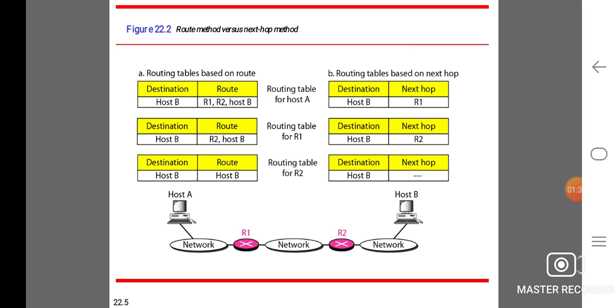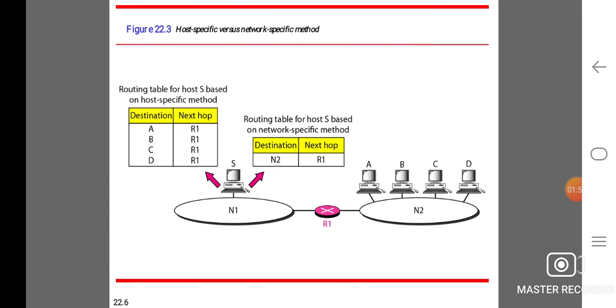And the routing tables based on the next hop. For destination host B, next hop R1; destination host B, next hop R2; destination host B. So we have the routing table for host A, a routing table for R1 and a routing table for R2.